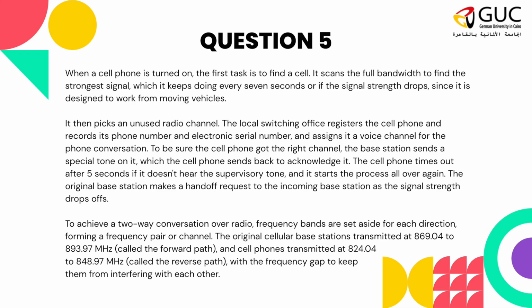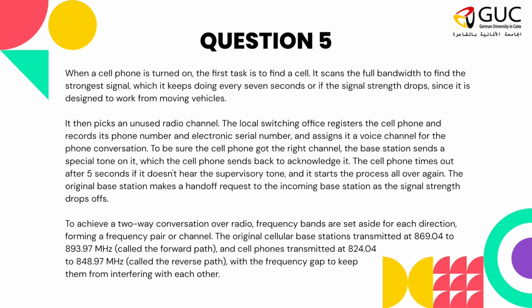To be sure that the cell phone got the right channel, the base station sends a special tone on it, which the cell phone sends back to acknowledge it. Same as networks, okay? So actually, to make sure that the phone received the correct channel, the base station or the tower will send a request. It's like an acknowledgement, okay? It will send a request and it will wait for the cell phone to send a response, which is the acknowledgement. So to make sure that the connection is set up and you are on the correct channel.